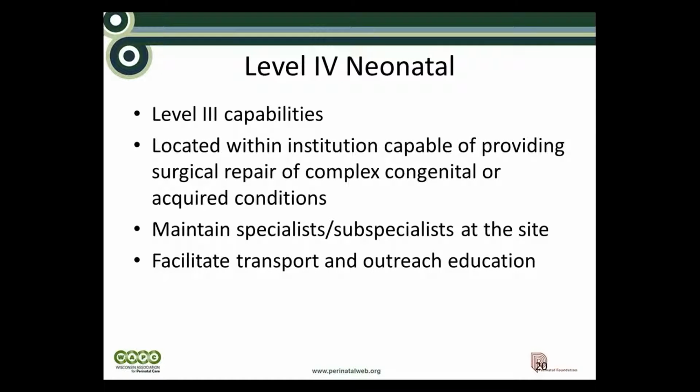Now contrast that to level 4. They need the level 3 capabilities, but they have to be located within an institution capable of providing surgical repair of complex congenital or acquired conditions. And for many of those, you need the surgeons on site for that, because it's not something that potentially can wait until a later time. So that's what distinguishes a level 4 from a level 3.